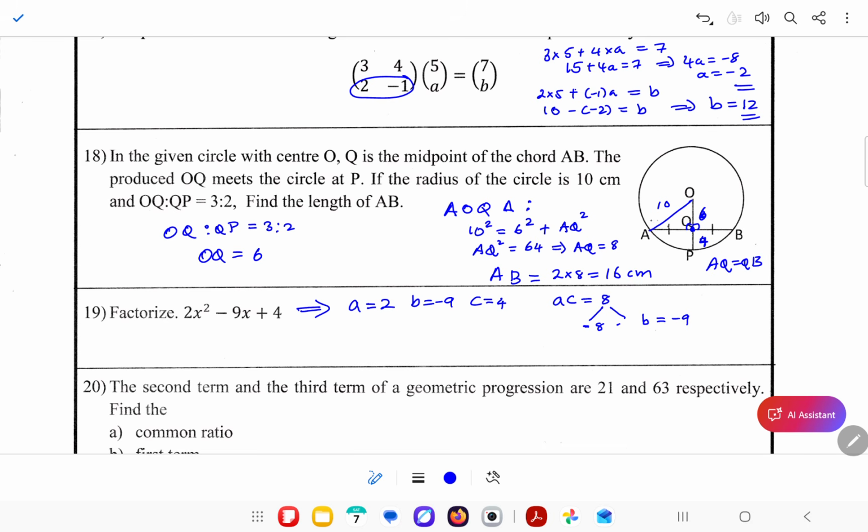No, wait. AC is 8. So -8 and -1, there's no other way to create that. So 2x squared minus 8x minus x plus 4. Now group and factor. 2x you can take from the first two terms, x minus 4. Take -1 out of the last two terms, so then x minus 4 again. So then take x minus 4 out, so 2x minus 1 is the other factor. So that is the factored form.